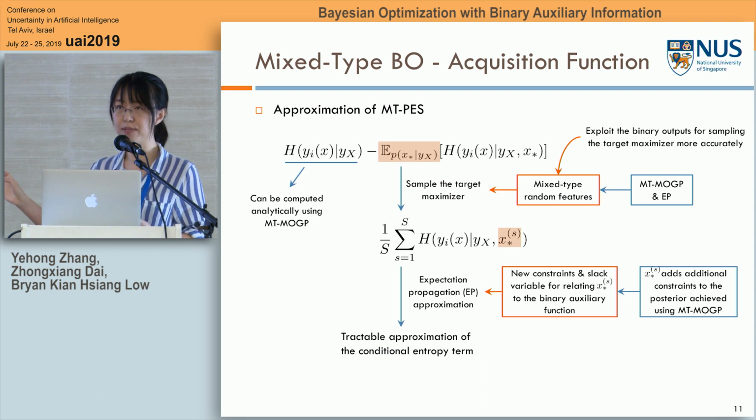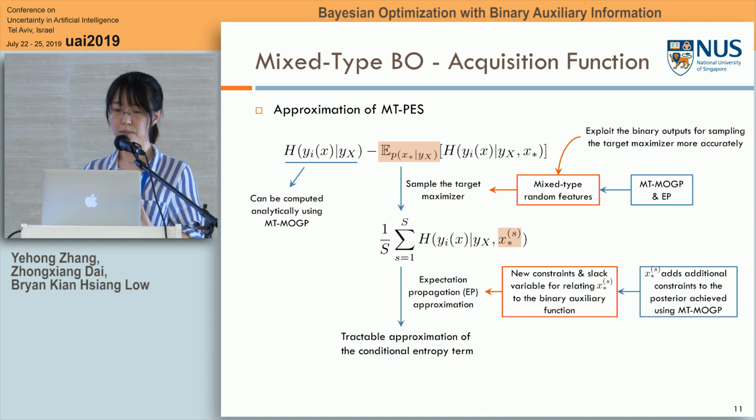Next, these are the steps that we take to approximate the mixed type predictive entropy search. I'll just give the idea of it. First, we propose a mixed type random features method to sample from the distribution of the X star for approximating the expectation. Then we propose some new constraints and select variables for the binary auxiliary output. Then we approximate these constraints using EP. I will not give the detailed information about it because of the time issue.